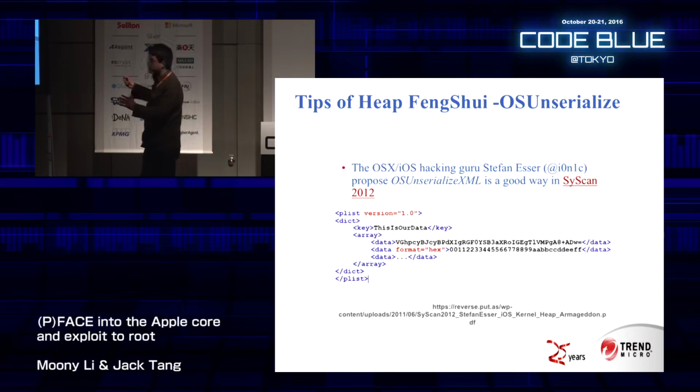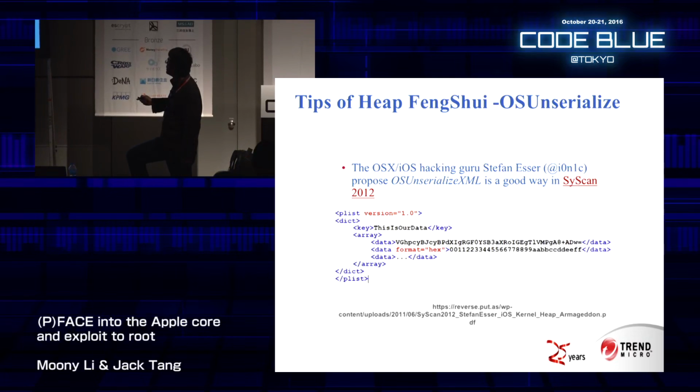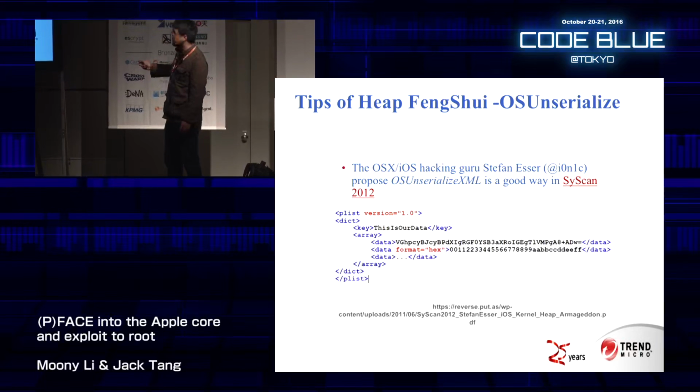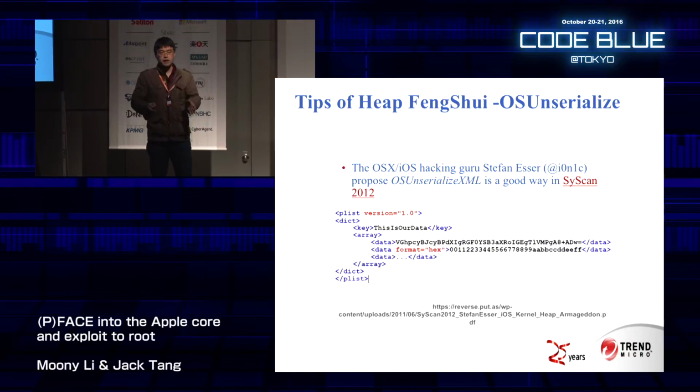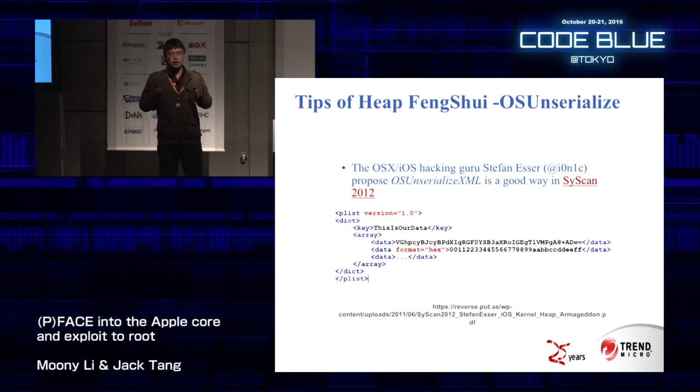Actually, this API would handle an XML-like input buffer. The key and the value. The value is an array, and the array is composed of several data. It's the OS data. So this data could be allocated in the kernel mode, and the format of the kernel mode data is exactly predictable.